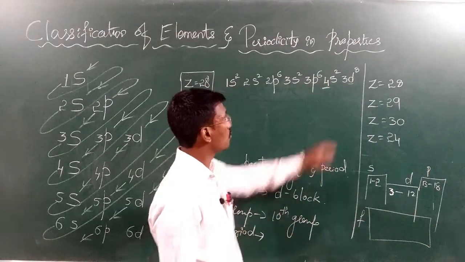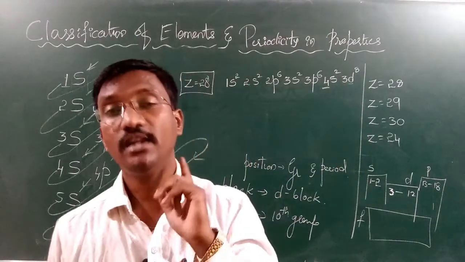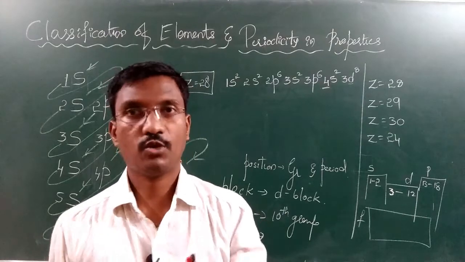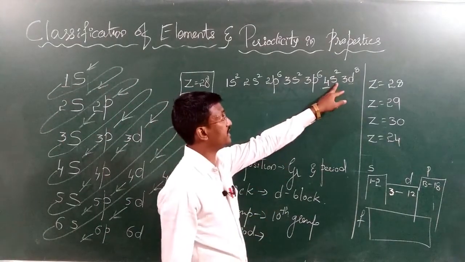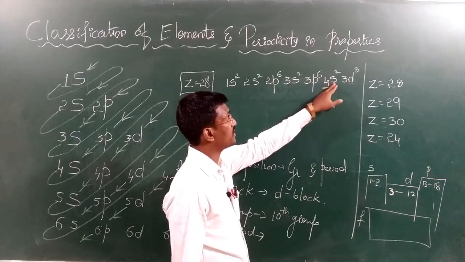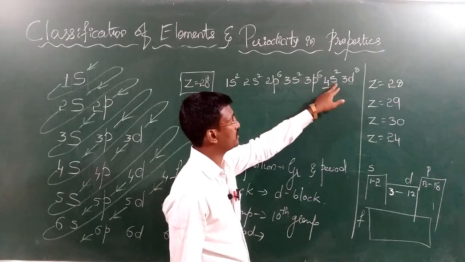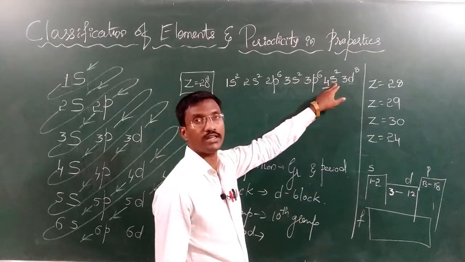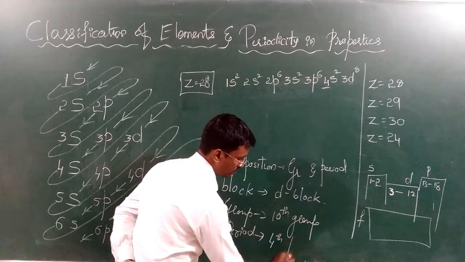You are not supposed to look at the coefficient of P, D and F. You have to look at the coefficient of S only, because from S the period will start. For that reason, the number beside the last S orbital tells you the period. Here the last S is 4s. Here we have written 4s. Therefore, the period is the fourth period.